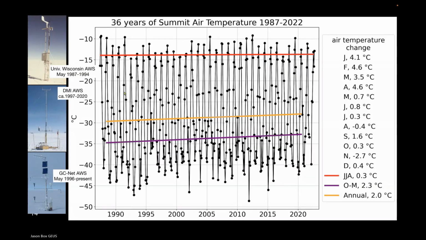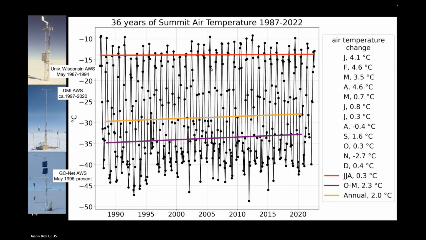Similarly, at Summit, it was the University of Wisconsin that kicked off the Summit temperature measurements in May of 1987. And through 1994, there was some overlap. There should be some overlap here, 96, 97. And here we have 36, actually now 37 years of temperature data and other climate data from Summit.